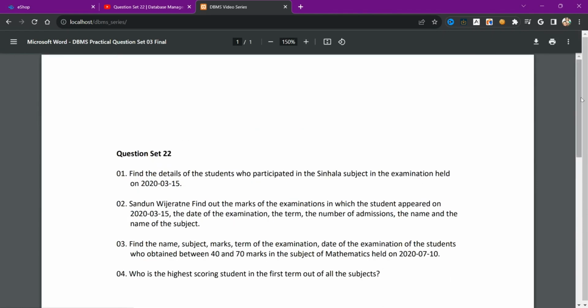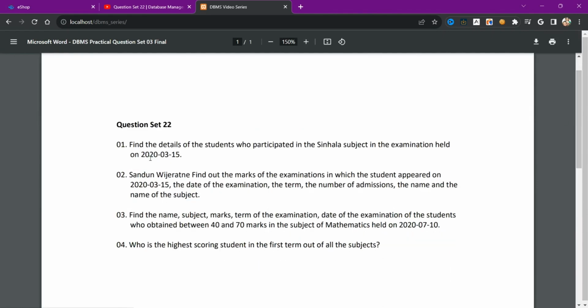So you can see here, this is question set 22. There are four questions in this question set. So let's see the questions one by one. As usual, I'm going to use the ADSQL database software for these questions as well.